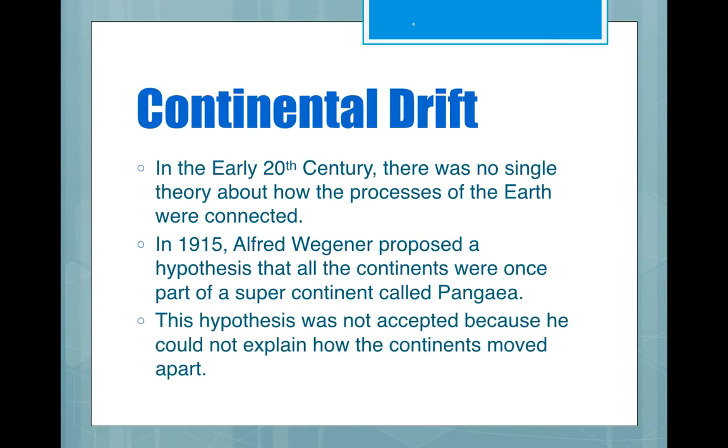As he was talking to other people about his hypothesis, it was not accepted by the scientific community. And it wasn't accepted because he could not explain how, if they were once part of this big, massive supercontinent, why do we now have these different continents all spread throughout our world? He didn't know how they got from point A, this large supercontinent, to where they are now. So, like any good scientist, he had to start looking for some evidence.